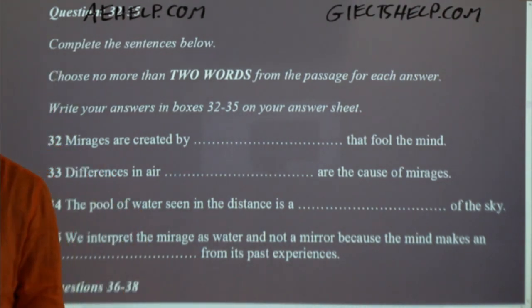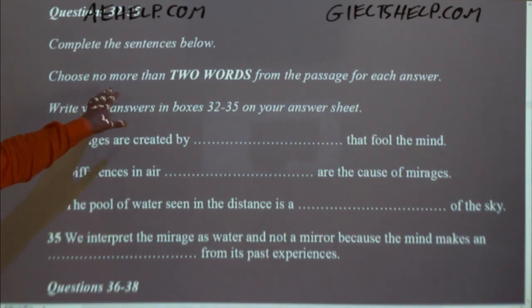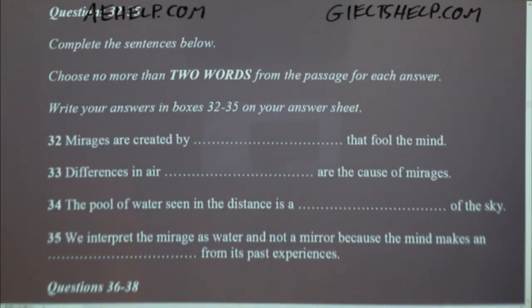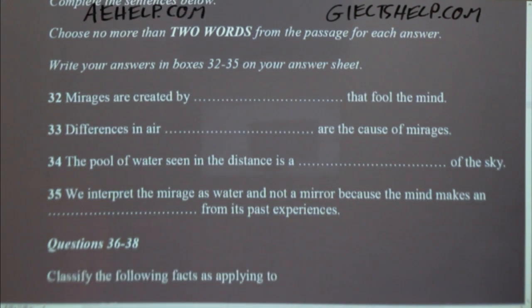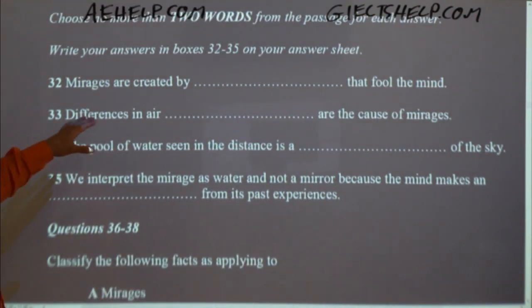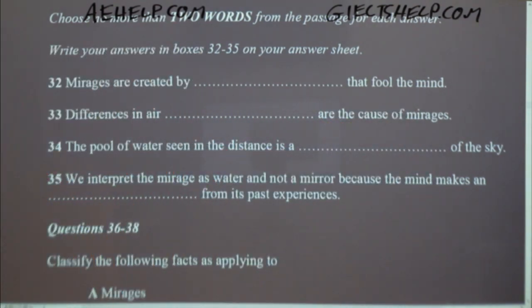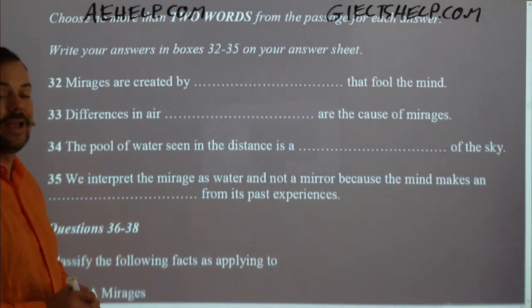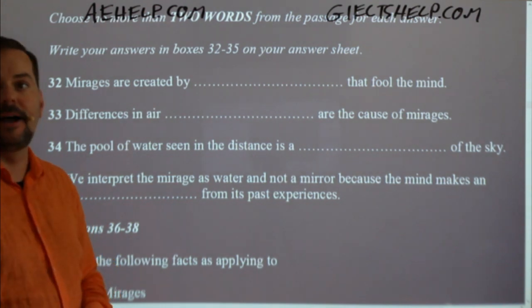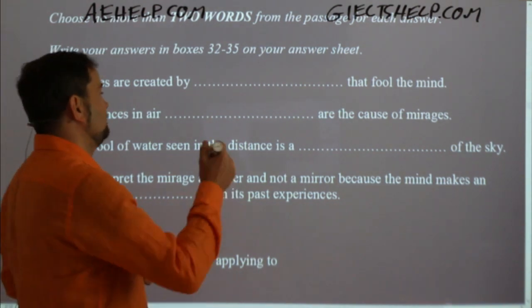Let's see how well you understood the passage. So here, this is a fill in the blanks. Choose no more than 2 words from the passage for each answer. Write your answers in the answer sheet. So mirages are created by something that fools the mind. So what are mirages created by that fool the mind? No more than 2 words. Let's see if anybody can answer that without looking at the passage. Yeah. Created by temperature gradients, I would say. Yeah, very good, Jubilon. Temperature gradients.